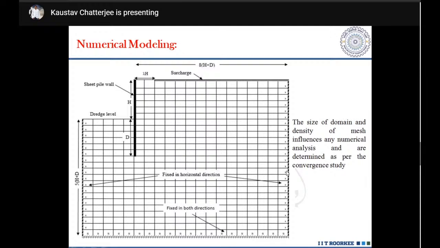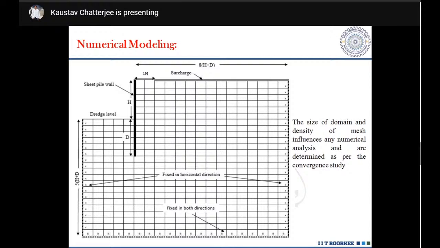Now, this is basically the numerical model that has been chosen in the present study in FLAC 2D, which is essentially a finite difference-based computer program. The size of the domain and density of the mesh influence any numerical analysis and are determined as per convergence. Remember, this is a very important thing: the domain size, the total size of the soil block that we have considered, then the type of mesh, that is whether we are going for a coarse mesh, a fine or a very fine mesh.